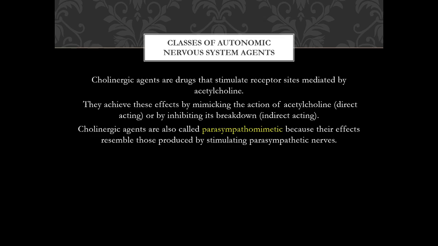Cholinergic agents are drugs that stimulate receptor sites mediated by acetylcholine. They achieve these effects by mimicking the action of acetylcholine. These are direct acting if they mimic the action. They are called indirect acting if they inhibit its breakdown, so they act against acetylcholinesterase. Cholinergic agents are also called parasympathomimetic, because their effects resemble those produced by stimulating parasympathetic nerves.